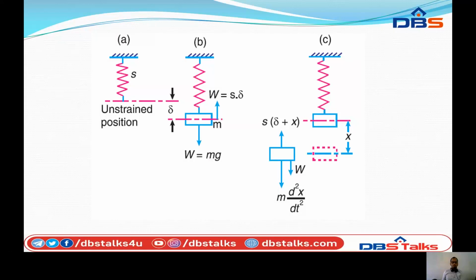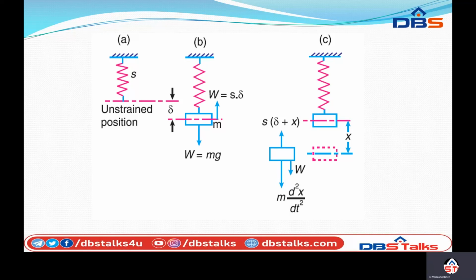If you see the diagram clearly, in the equilibrium position the gravitational pull W equals mg, which is balanced by the spring force. That is, W equals S delta, where S is the stiffness of the spring and delta the deflection.